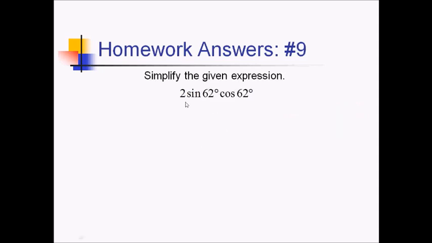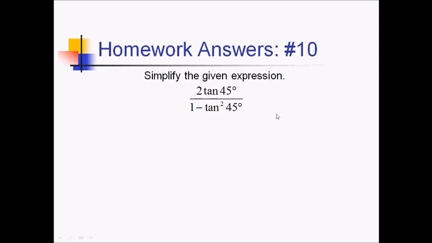For this problem, we've got 2 times the sine of something times the cosine of the same something. Whenever we see 2 sine x cosine of x, that is equivalent to sine of 2 times whatever is inside there. So this can be rewritten as sine of 2 times 62 degrees, which is sine of 124 degrees.